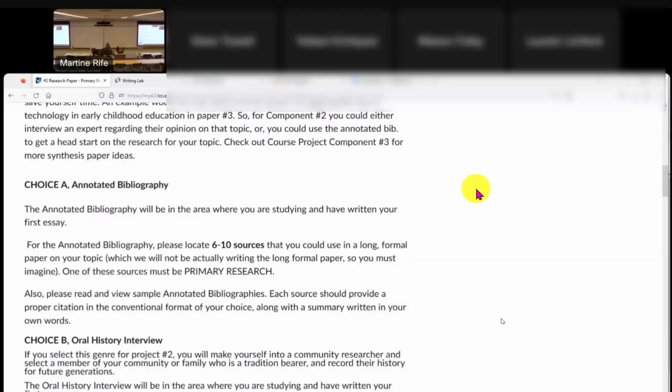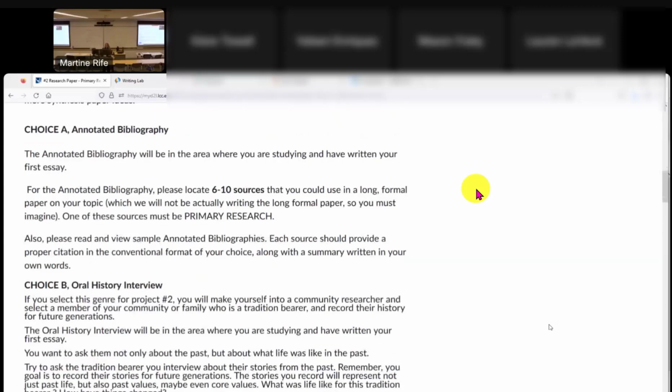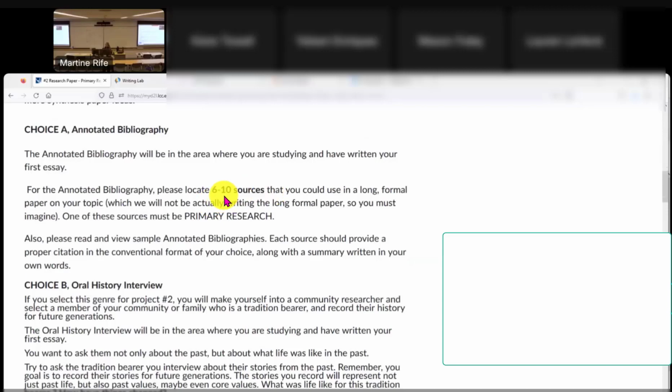All right. So an annotated bibliography, it's just like a works cited, if you've ever seen one, but under each source, you write a paragraph that summarizes the source. And I have samples. I'll show you in a second. So for the annotated bibliography, you will get 6 to 10 sources and put them in a document, and you will go along with the guidelines for the genre of an annotated bibliography.